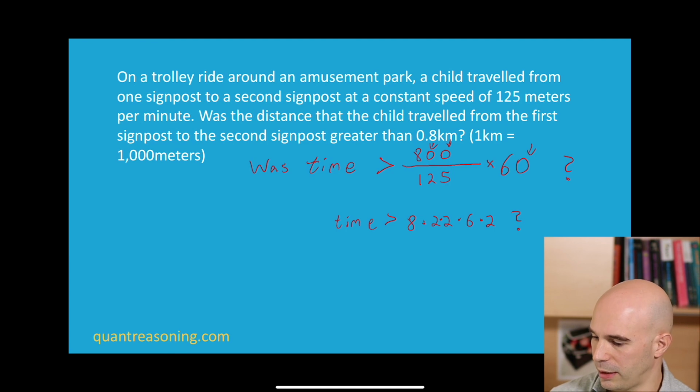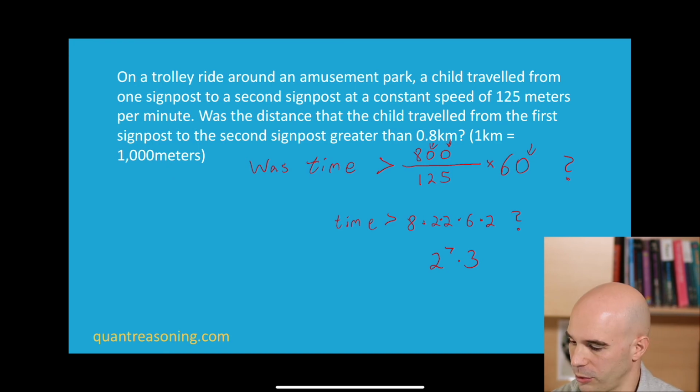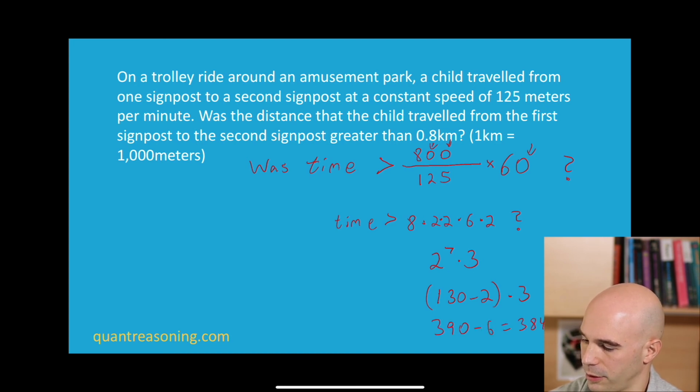So what is 8 times 2 times 2 times 6 times 2? Well, 8 is 2 cubed, and I have another 4 2s, so it's 2 to the 7 times 3. Now if you've memorized your powers of 2, then you know that 2 to the 7 is 128. And if you haven't memorized them, it's not that hard to find: 2, 4, 8, 16, 32, 64, 128. So 128 times 3, I would probably think of it as 130 minus 2 times 3. That's 390 minus 6, 384. Was the time spent more than 384 seconds?